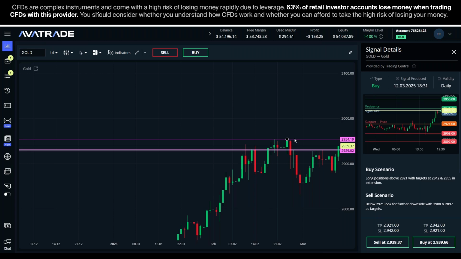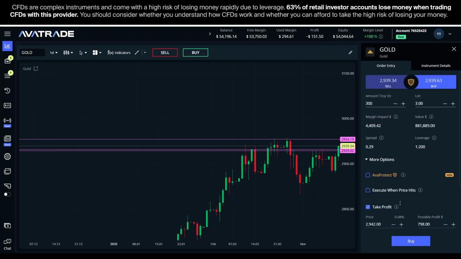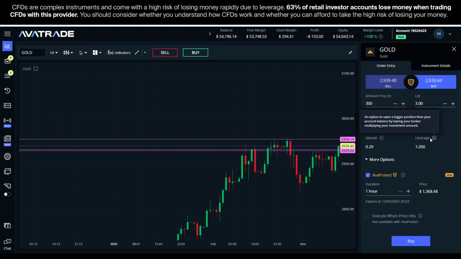Maybe I'm not sure it'll get there, and I'm afraid because it's climbed so much today, it could pull back. So I might decide to buy, but protect this with AvaProtect. Meaning, I know it's at a high point. It's climbed a bunch today, and it easily could pull back $20, $30, $40 an ounce before going up over the next couple of days. Okay, if it does go up.